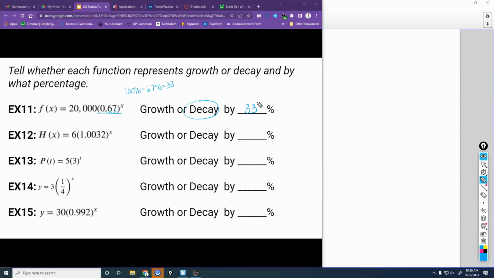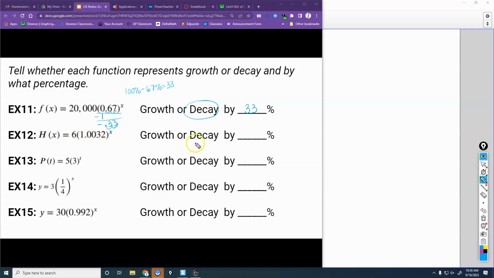When you have growth, you're really doing the same thing, but you have to be careful on it. Really, all that happens is you're taking away that 100. If you want something that will work every time, growth or decay, if you take this and you subtract 1, it's going to give you negative 0.33. The negative tells you that it's decay. You need to move that decimal 2 places. All right. That'll also work right here on number 12.